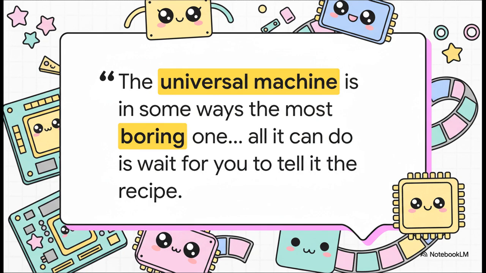And this all leads to this really cool paradox. Think about the most powerful type of computer we can imagine. It's called a universal Turing machine. Its incredible power comes from a surprising place. It starts out completely empty. It's a blank slate. It's not crammed with programs. Its power is just its ability to wait for you to give it a recipe and then follow it perfectly.